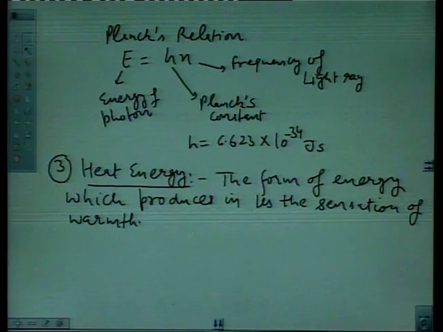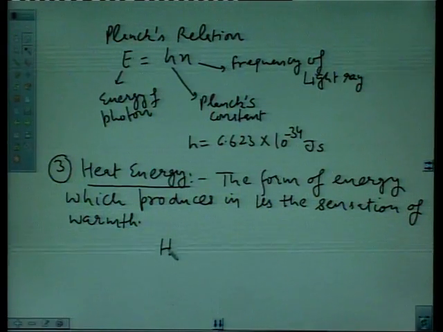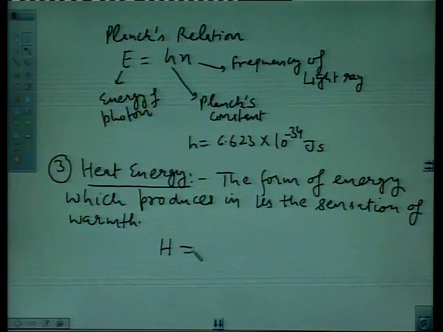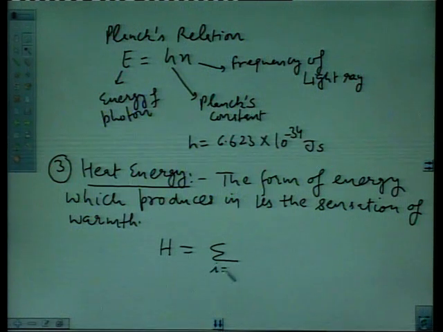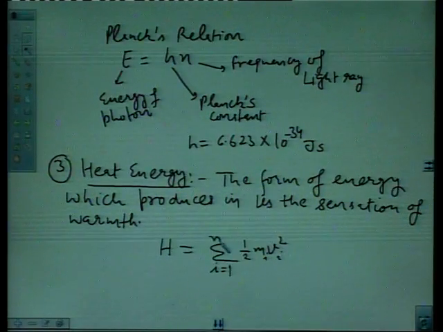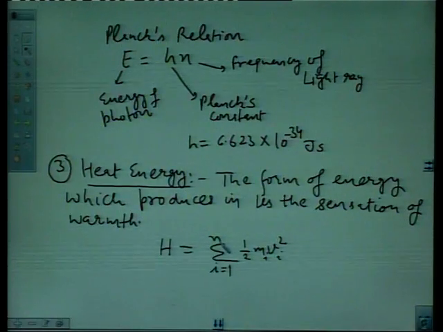Suppose we have an object and we have to measure its heat energy H. Then the heat energy of any object can be given by the sum total of kinetic energy of all its molecules. Suppose we have n particles in an object, then we have mi, the mass of each particle, and vi, the velocity of each particle. If we add the kinetic energy of all particles, then we will have the heat energy of that object.